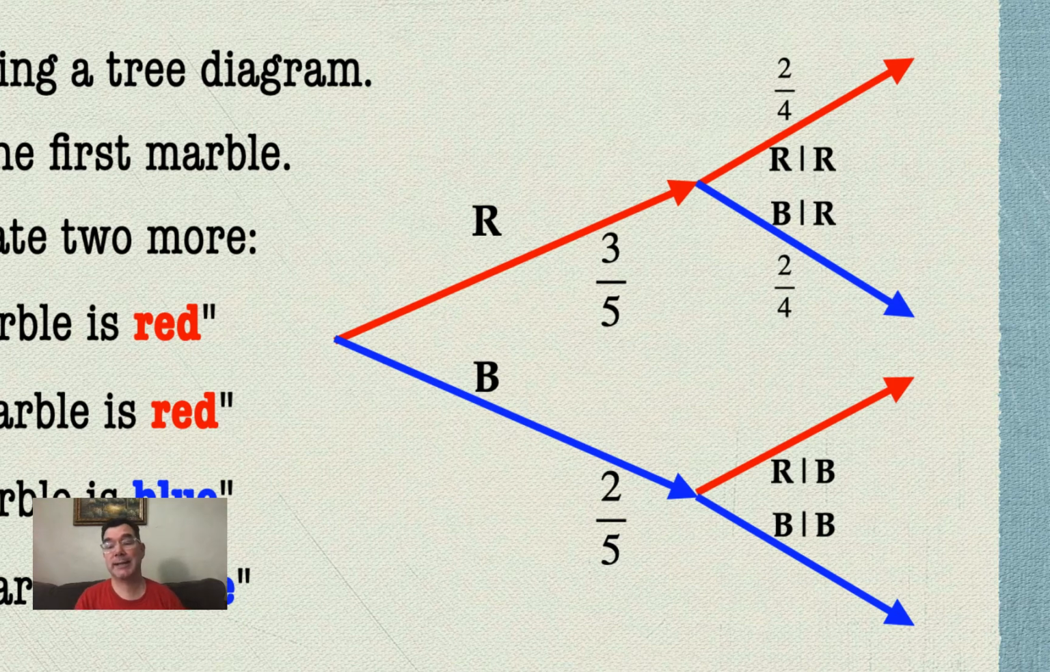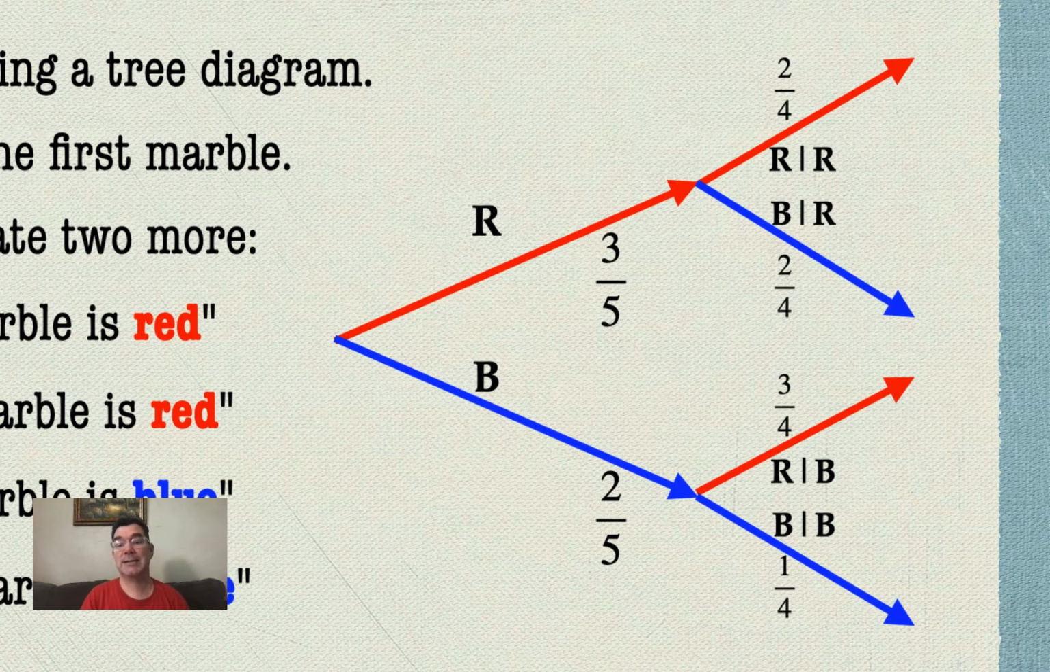Then I go to the second set of branches, and this is the set of branches where the first marble was blue. So if the second marble is red after the first marble was blue, that's a probability of 3/4, meaning that the probability that the second marble is also blue is going to be 1/4. All right. And then at the end of each series of branches, I'm going to figure out the final probability of each sequence of events.